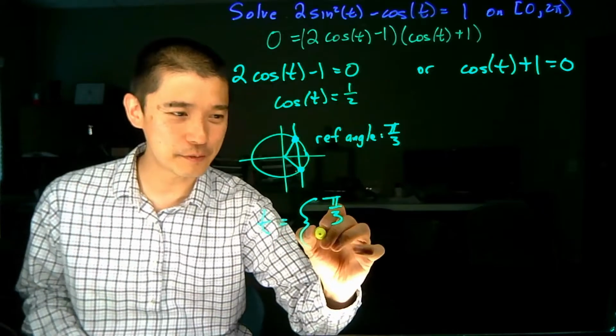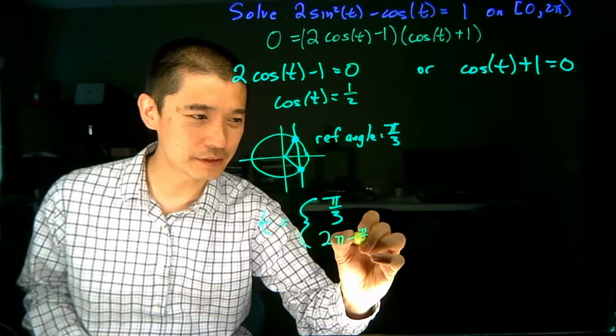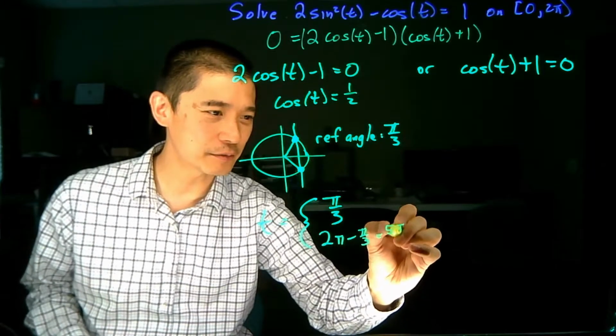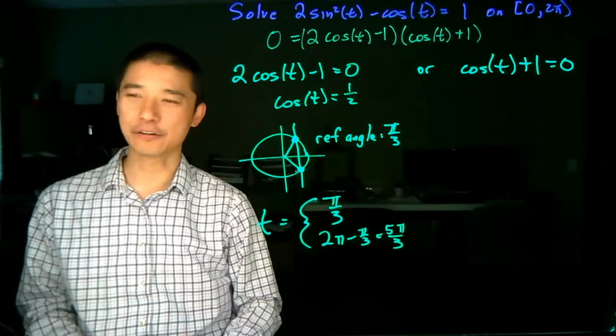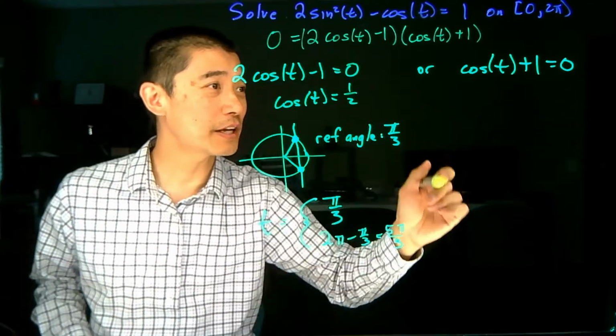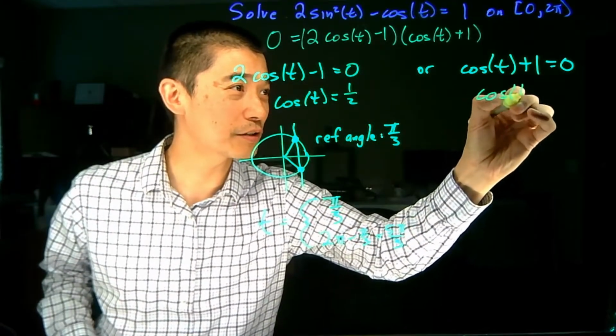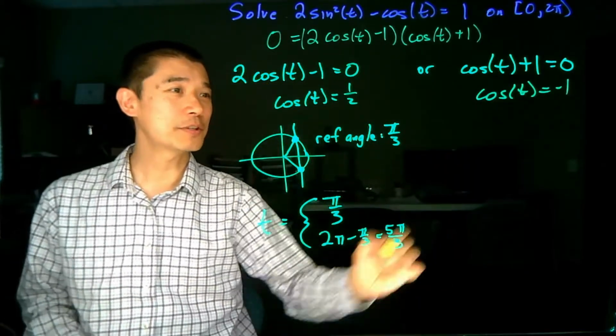So 2 pi minus pi over 3, which happens to be 5 pi over 3. So these are two solutions so far. And then we have to jump over here and look at the rest of this. So cosine t is equal to -1. What's this going to look like?